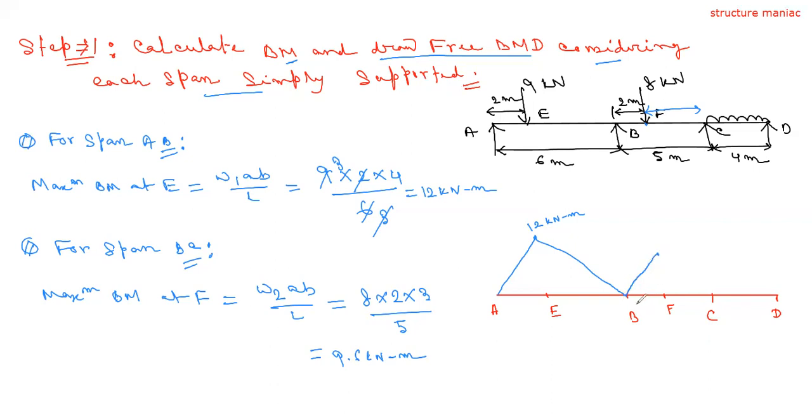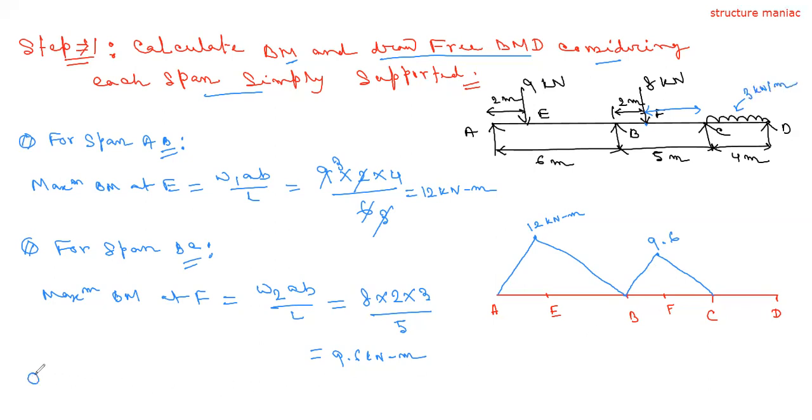So we have an inclined line from B to that value, 9.6. Now we need to calculate the maximum bending moment for CD span. On CD span, a uniformly distributed load is acting, whose value is 3 kilonewton per meter.